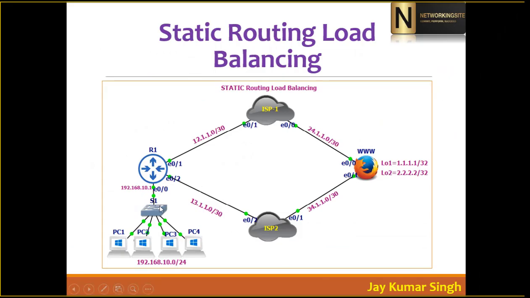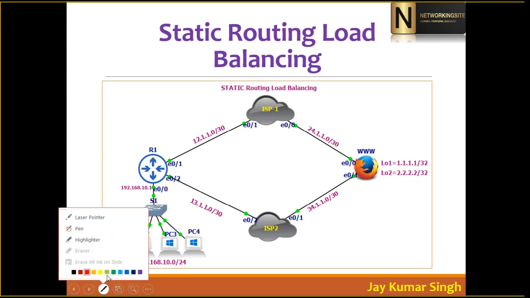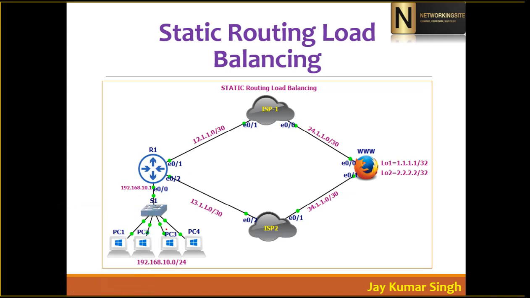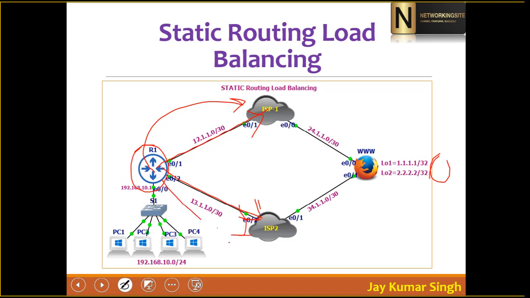when you have multiple ISPs, see, this is your router one, and this router one is connected with two ISPs, ISP1 and ISP2, and it has to reach the internet. So your router will forward the IP data via ISP1 or ISP2. How? So this is load balancing. Okay, so let's see this.